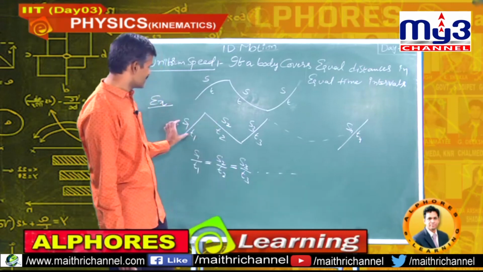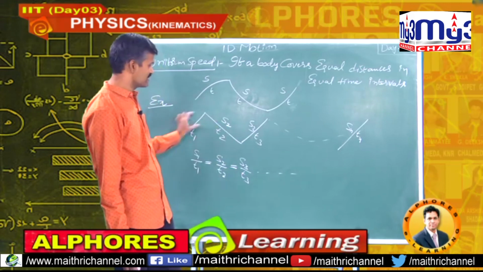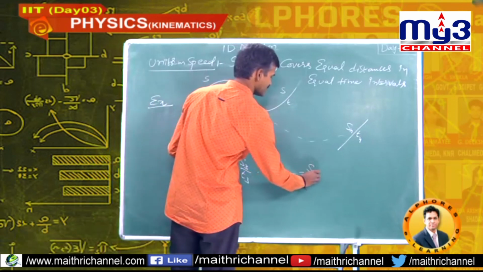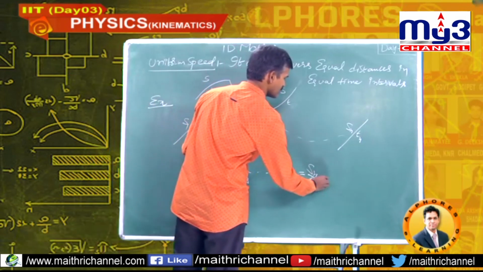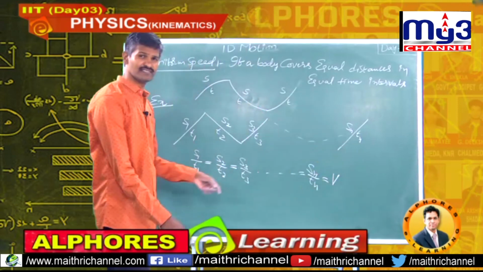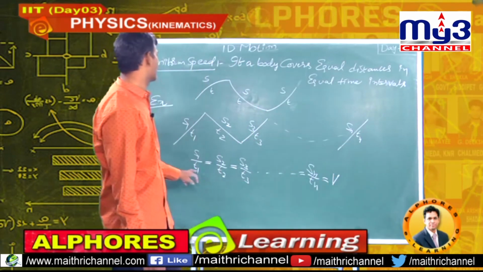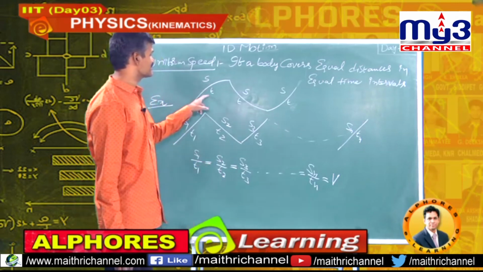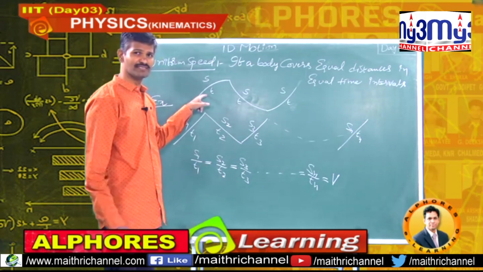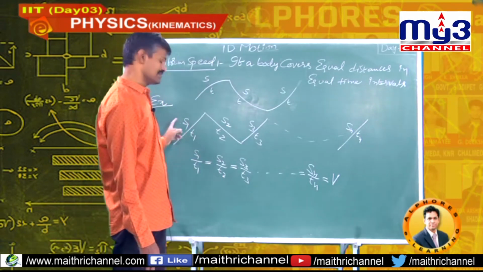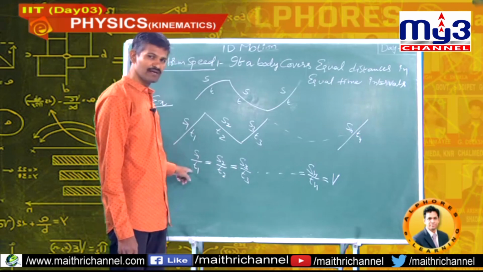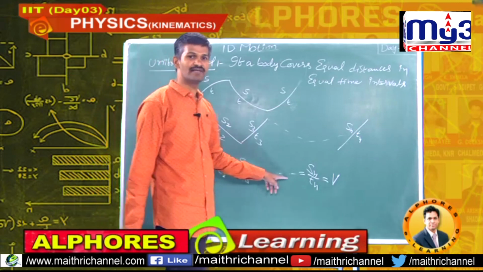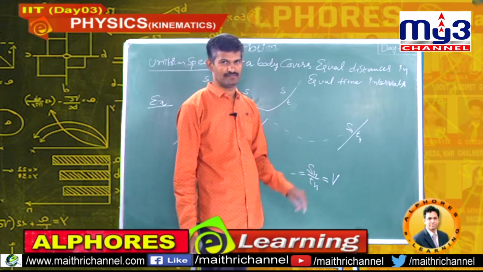Speed does not change means speed in this interval must be equal to speed in this interval, and so on, up to Sn by Tn, which is equal to some V. That V is known as the uniform speed. If intervals and distances are equal, then nothing to worry. If they are different, then S1 by T1 must be equal to S2 by T2, equal to S3 by T3, and so on, equal to Sn by Tn. Okay.